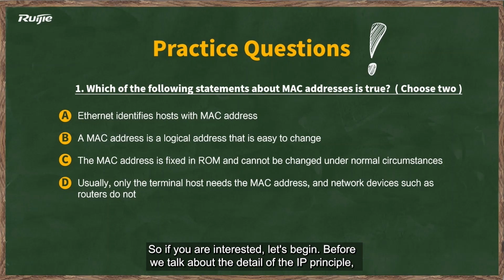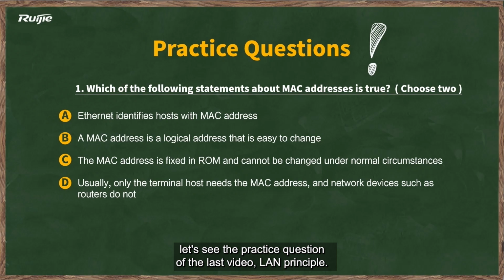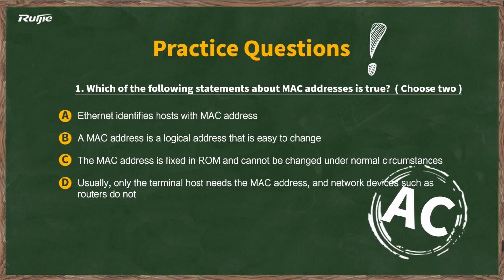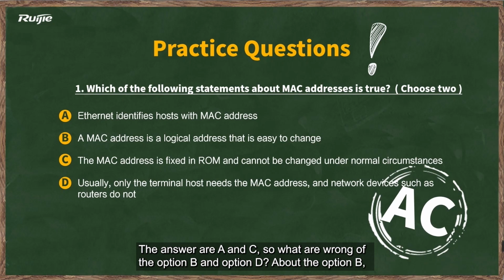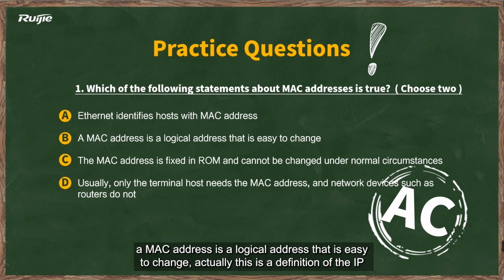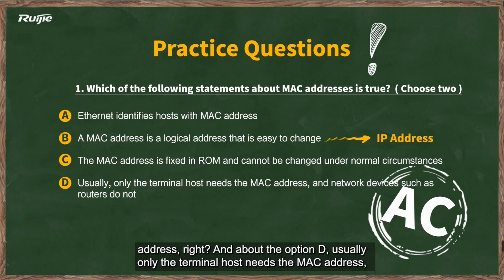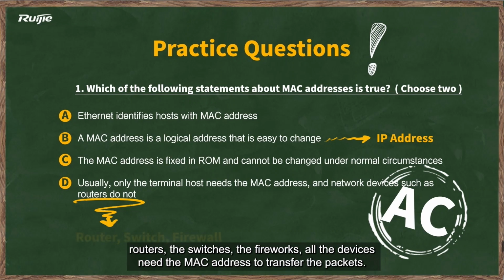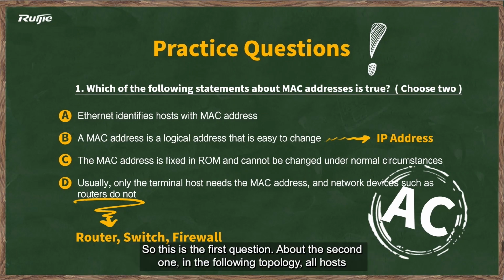Before we talk about the details of the IP principle, let's see the practice question of the last video, LAN principle. The first one, which of the following statements about the MAC address is true? The answer is A and C. So what's wrong with option B and option D? About option B, a MAC address is a logical address that is easy to change. Actually, this is the definition of the IP address, right? And about option D, usually only the terminal host needs the MAC address, and network devices such as routers do not. So this is wrong. All the network devices, including the router, the switch, the firewall, all need the MAC address to transfer the packets. So this is the first question.